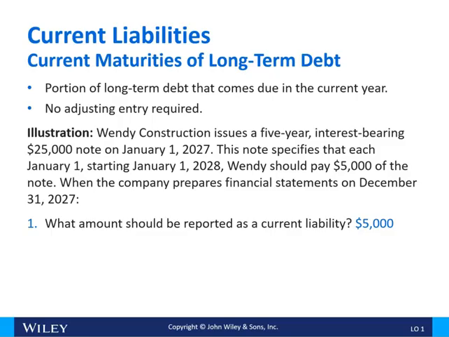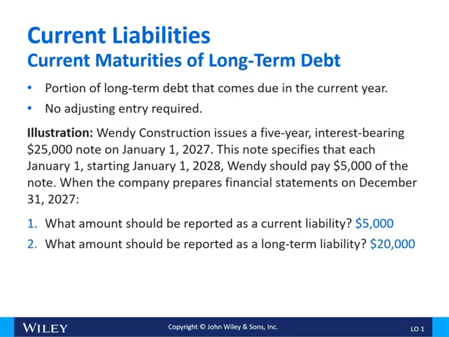$5,000, because that's what's going to be paid in the next year. So between December 31st, 2027 and December 31st, 2028, they're going to pay the $5,000. So that's going to be shown on the financial statements as a current liability. And then what amount should be shown as a long-term liability? That's going to be the $20,000, which is the $25,000 note minus the $5,000 that you're showing as the current liability.